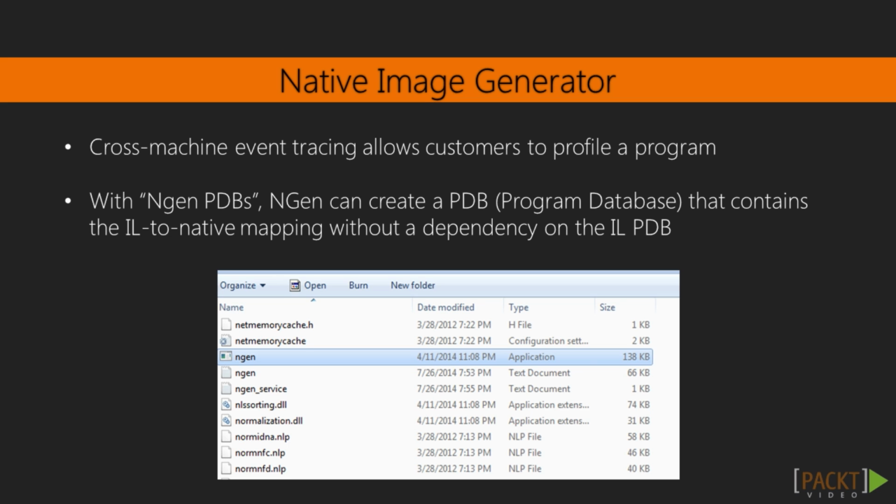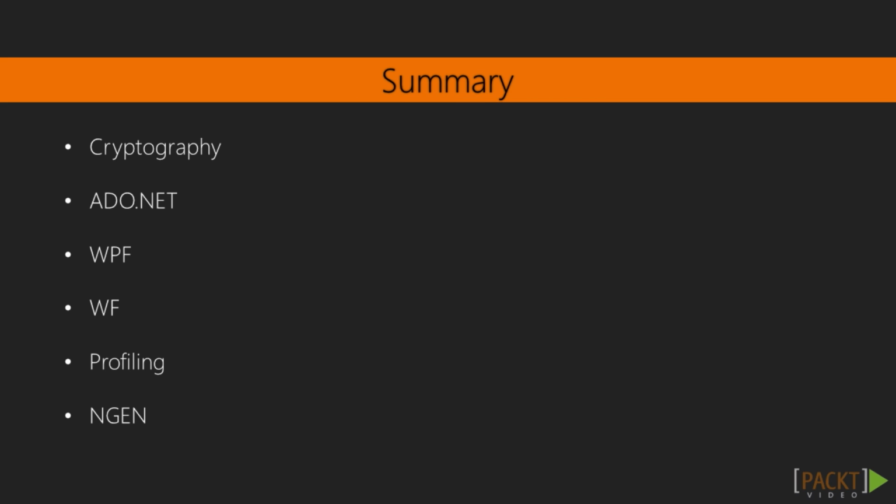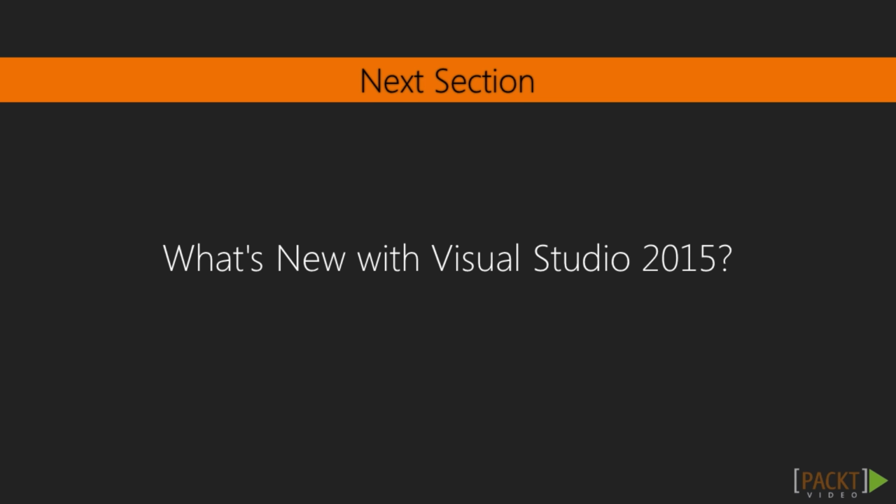These features are advanced. You might not have to be coding to build compilers or profilers often, but it's nice to know that when you're ready to, you'll have a lot more flexibility with these new enhancements. So in this section, we've covered quite a bit of new features. Features that were related to cryptography, ADO.NET new features, WPF, Windows Presentation Foundation, and Windows Workflow Foundation, in addition to profiling and the new native image generator. Coming up next, we'll check out what are some of the new features in Visual Studio 2015.